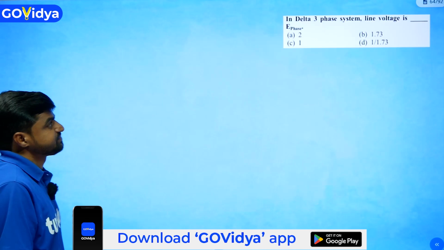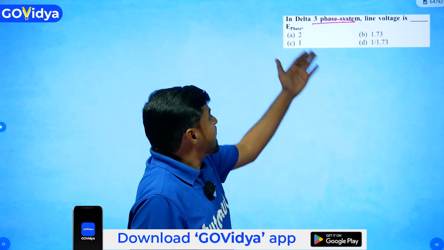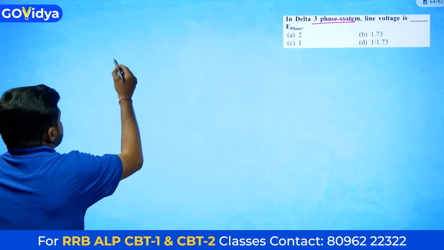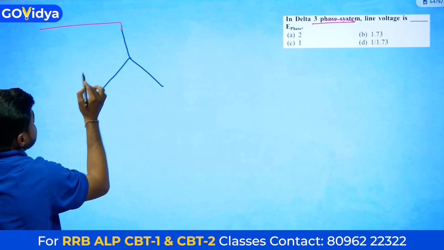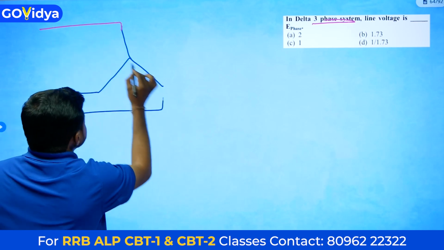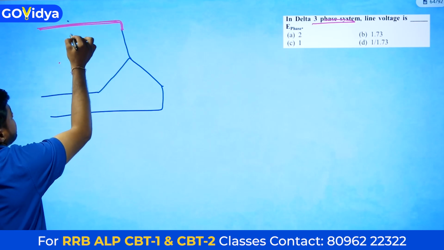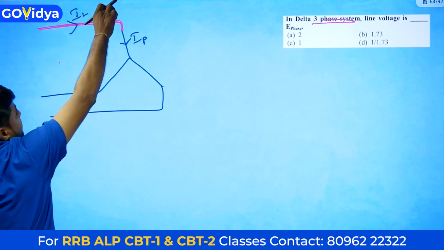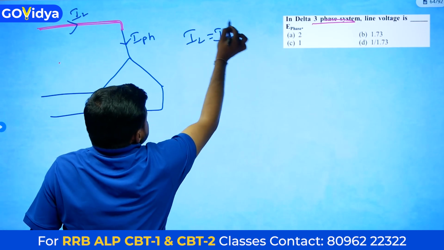Okay, next question. In a delta system, the line voltage is dash times the phase voltage. We have two connections, one is delta connection and the other is star connection. We can discuss one by one. This is star connection. Here this is IL, the line current. This is the phase current, I phase. The same line current will flow through the phase. Here IL is equal to I phase in star connection.